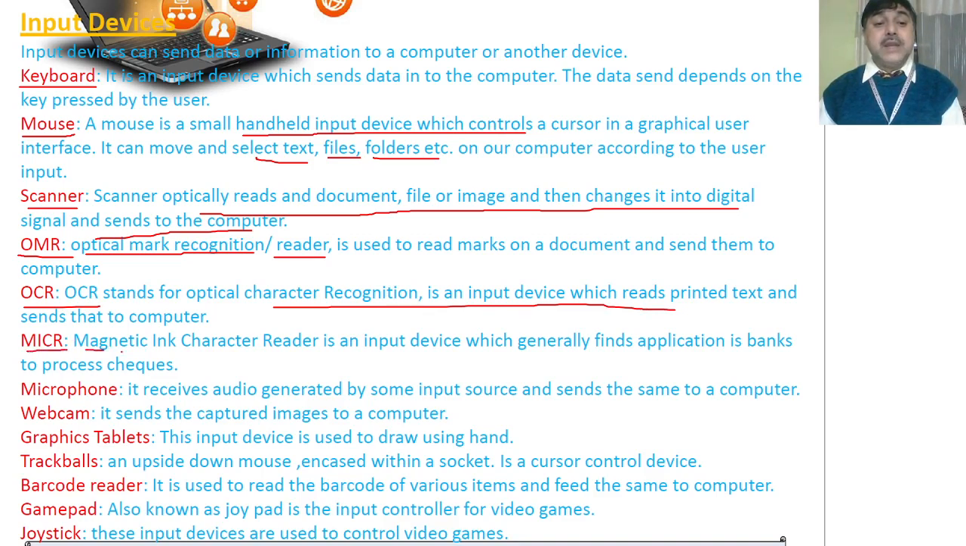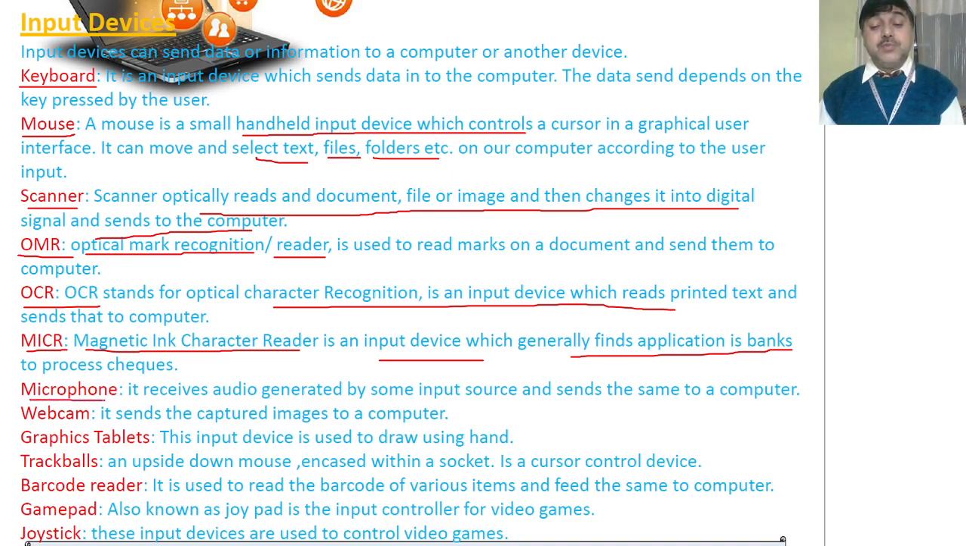MICR means magnetic ink character reader. This is also an input device. Generally, the application is to process a check. If you see the checkbook, at the bottom of the checkbook, you will see some bars. So this is the MICR bar, isn't it? Magnetic ink character reader.